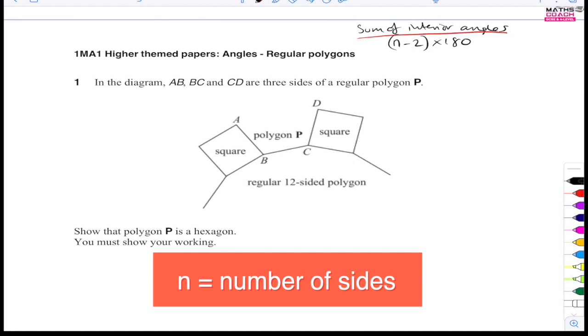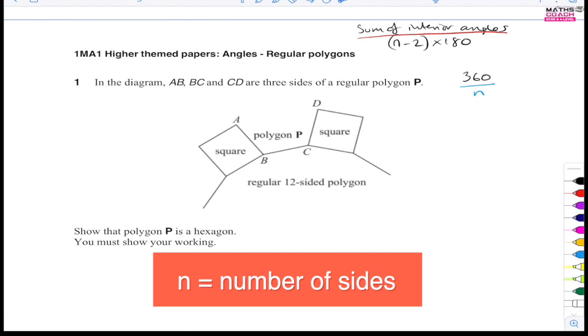The second one that you need to know is the exterior angles. The exterior angles of any polygon add up to 360. So if you want to find out how many sides it has, you just need to do 360 divided by one of the exterior angles, and that will tell you the number of sides it has. You could also use this 360 and do 360 divided by n, and that will tell you what one of the exterior angles of the polygon is.